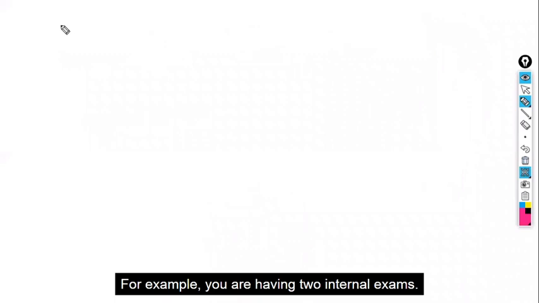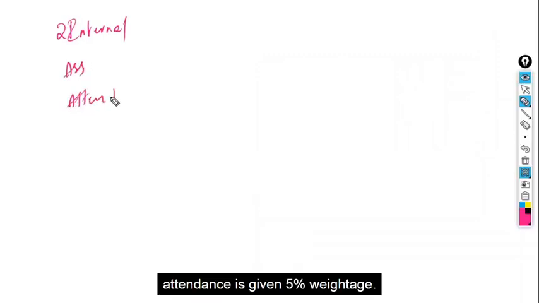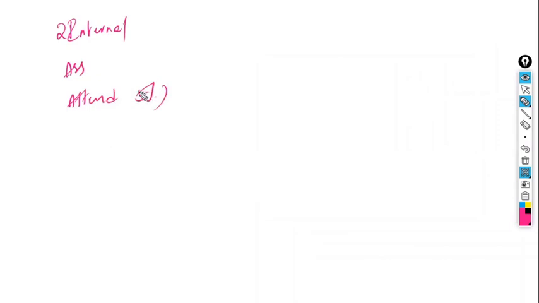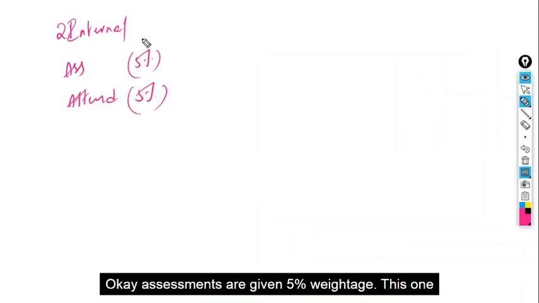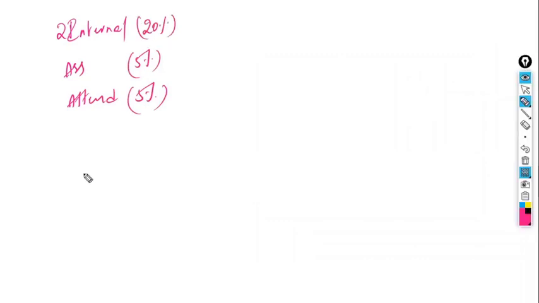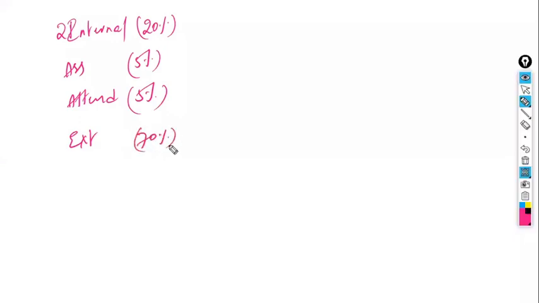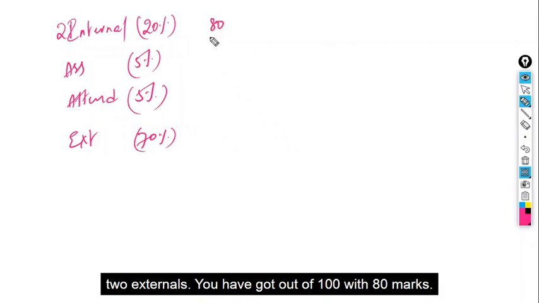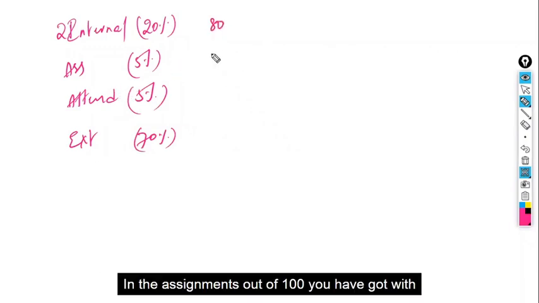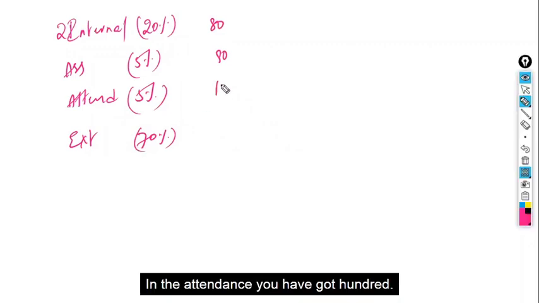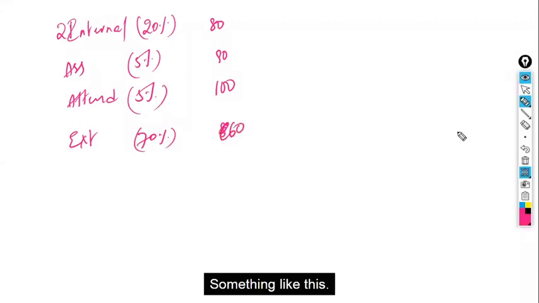For example, you have two internal exams, an assignment and attendance. Attendance is given 5% weightage. Assignments are given 5% weightage. The internals were given 20% weightage, and the external was given 70% weightage. Assume these are the different weights. You got 80 out of 100 in the internals, 90 out of 100 in the assignments, 100 in attendance, and 60 in the external exam.